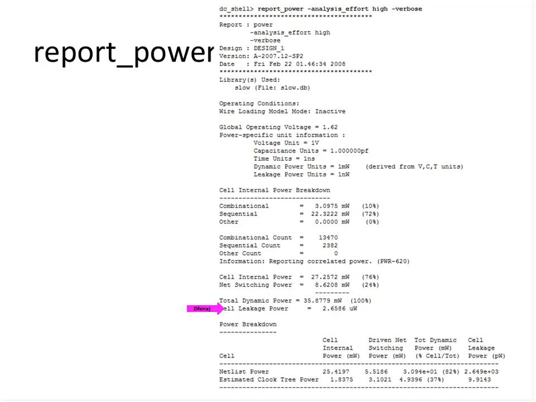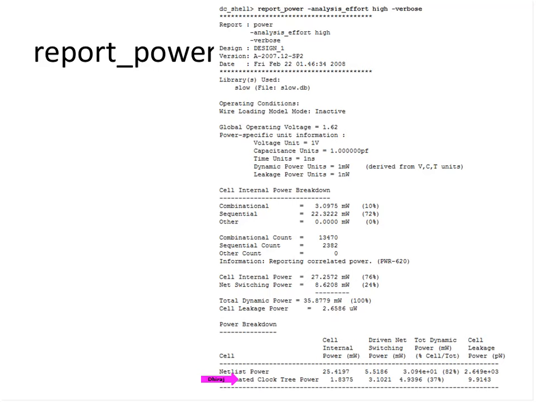So you see that for this particular design, for this particular technology, the dynamic power is much more than the cell leakage power. In fact, the cell leakage power is kind of negligible, but it is not so in the present technology. The leakage power is a very real threat in designs which are being done in 45 nanometer and below. It tells us the breakdown also: the estimated power, the netlist power and the estimated clock speed power.